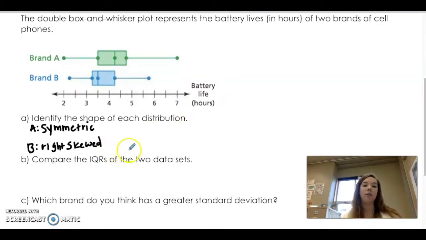Compare the IQRs of the 2 data sets. So IQR is quartile 3 minus quartile 1. So for A, quartile 3 I would say is right at 4.5 here.